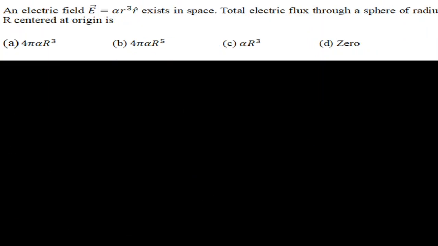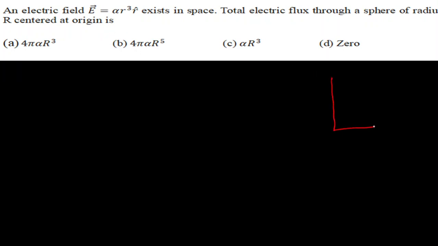and yeah, so this is another question. What is written in this question? That the electric field is equal to alpha r square r cap exists in space. The total electric flux through the sphere of radius r centered at the origin. So in this case, we have an electric field, but you see here, if we put a different value of r, then the electric field will be different. And also we know in the spherical polar coordinate system, r cap is a function of theta and phi, so it's a non-uniform electric field. So the given electric field is non-uniform, and what has been asked here is, if we consider a sphere of radius r, centered at the origin, then what will be the flux through this sphere?